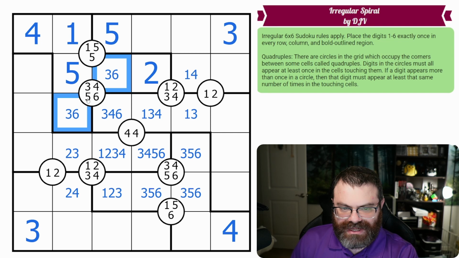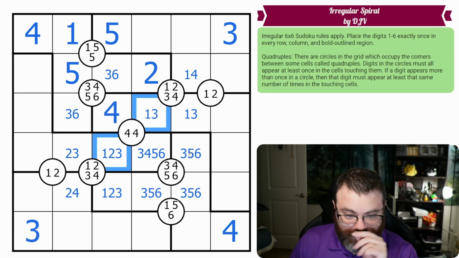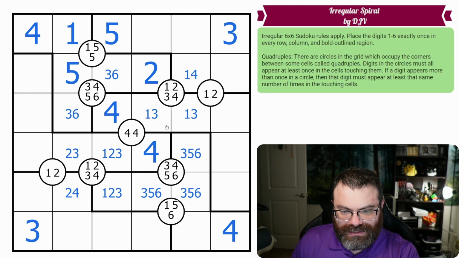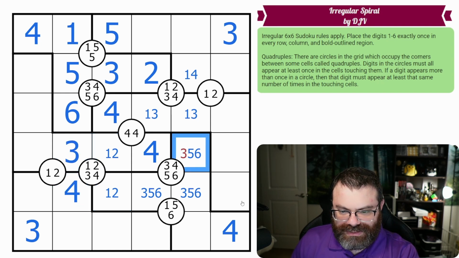Similarly, we have a 3 6 pair on this quad. So this has to be a 4. Otherwise, we won't get a 4. That puts the other 4 here. These can't be 4 anymore, so that puts the other 4 here. We have a 1 3 pair here, so this is 6. This is all just kind of resolving itself, isn't it? We have a 1 2 pair in this quad, so this has to be 3 and 4. This is not a 3.